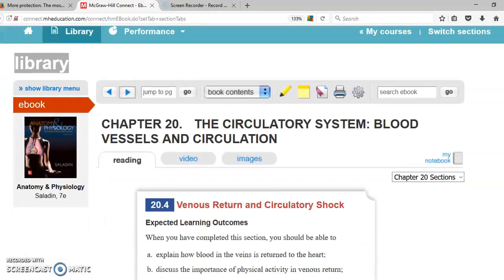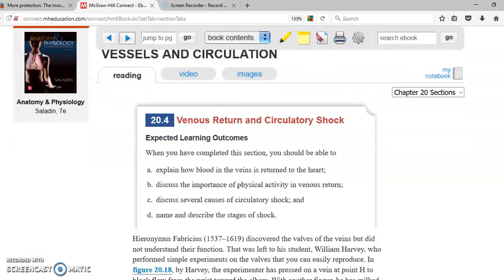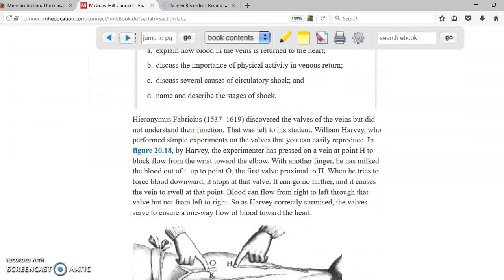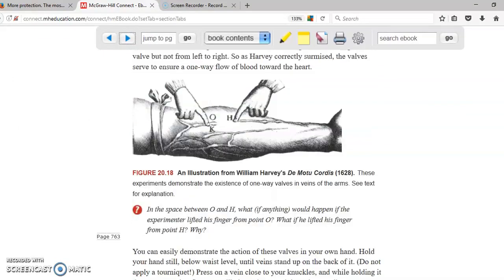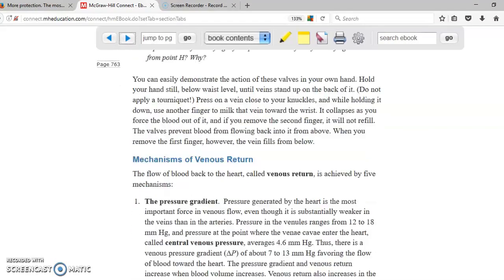Next topic, venous return and circulatory shock. Obviously, circulatory shock is not normal, so then that's not anatomy or physiology. So we're not going to talk much about it, but we need to talk about venous return, which is the amount of blood that returns into your heart. So obviously in here you have some history, how this was tested before. That's just history.